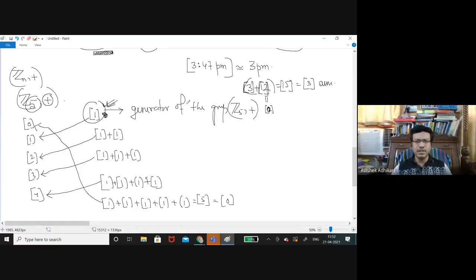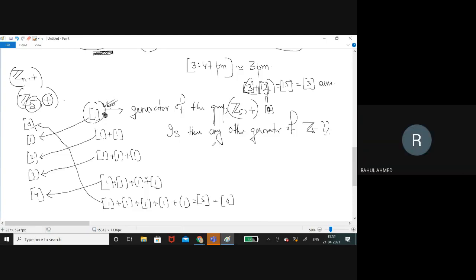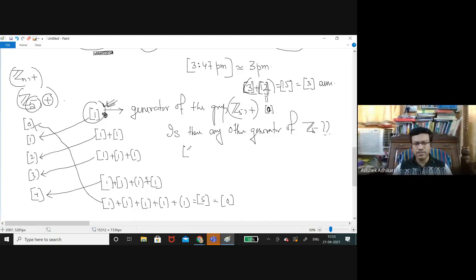So the next question is, is there any other generator of Z5? Let's have a look. Okay, let's try with any other element. Which element would you like to test? Anybody? Any other element besides 0 and 1? Okay, any other element somebody can suggest? So 3. Okay, somebody says 3.